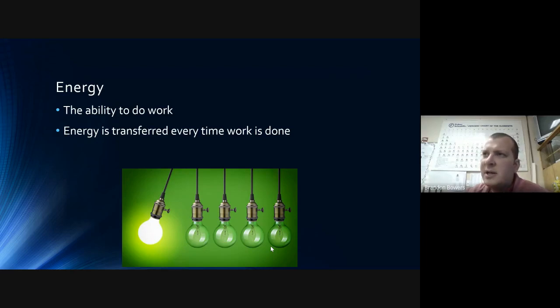Earlier this year, we talked about the law of conservation of matter, where matter cannot be created or destroyed. And last chapter we talked about momentum. Momentum cannot be created or destroyed. Same thing applies for energy. Energy cannot be created or destroyed. It's always transferred.